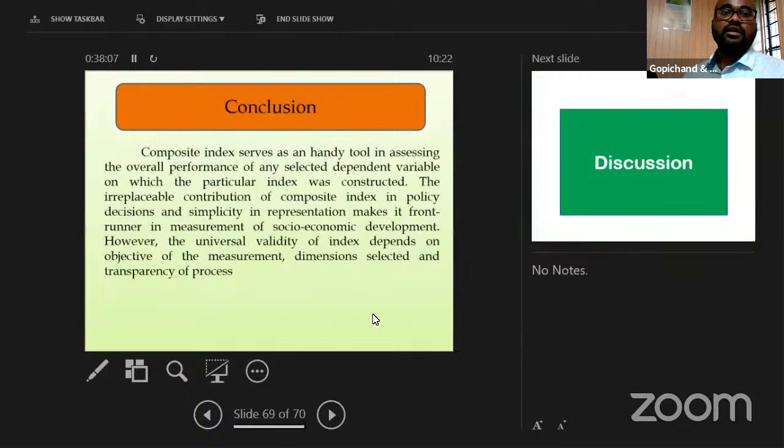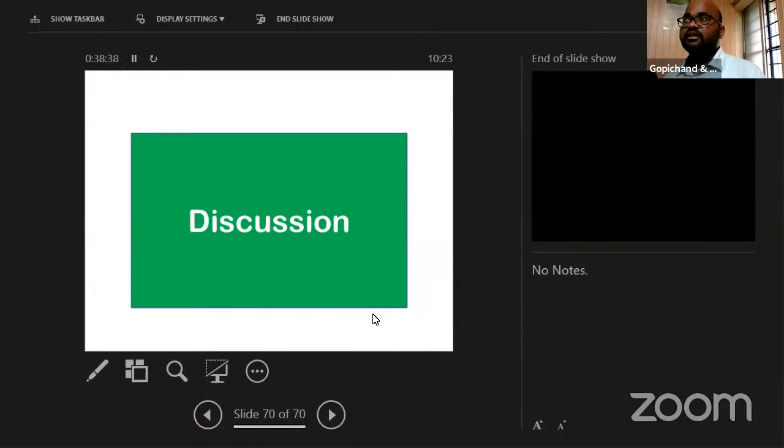Coming to the conclusion, although index is a handy tool for assessing the overall performance, it is irreplaceable in decision and simplicity of representation it makes. However, universal validity of the index depends on the objective of the measurement and dimension selected and transparency of the process of measurement. Thank you.